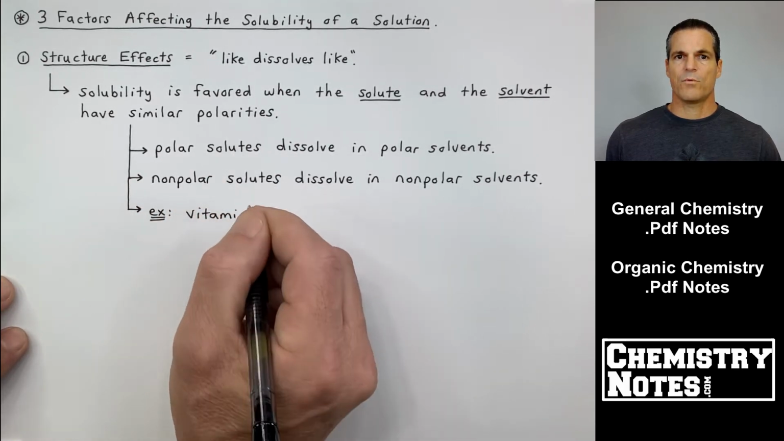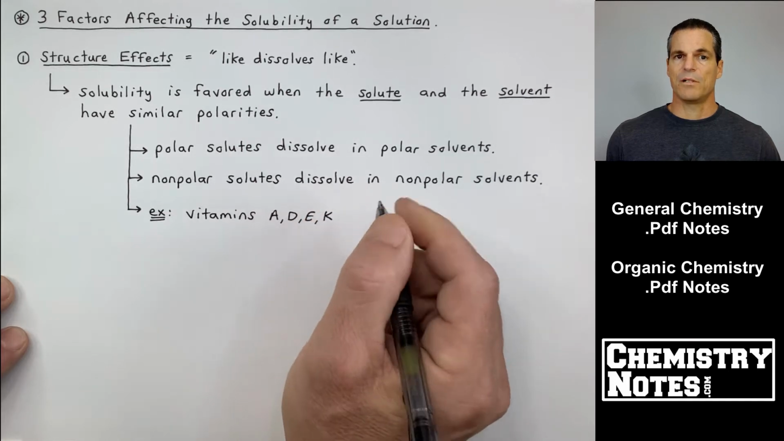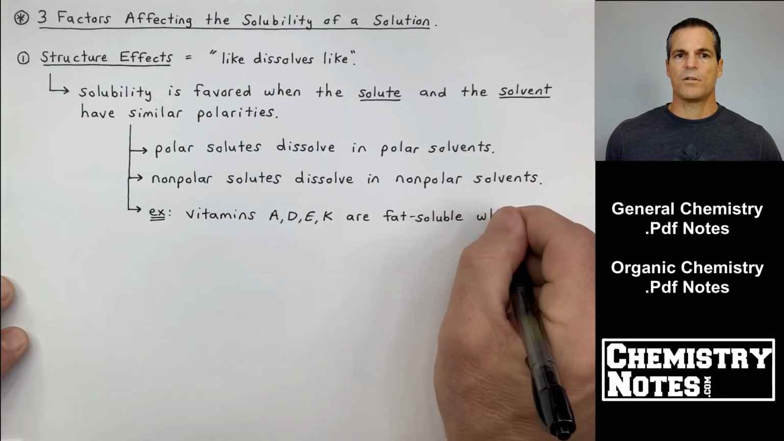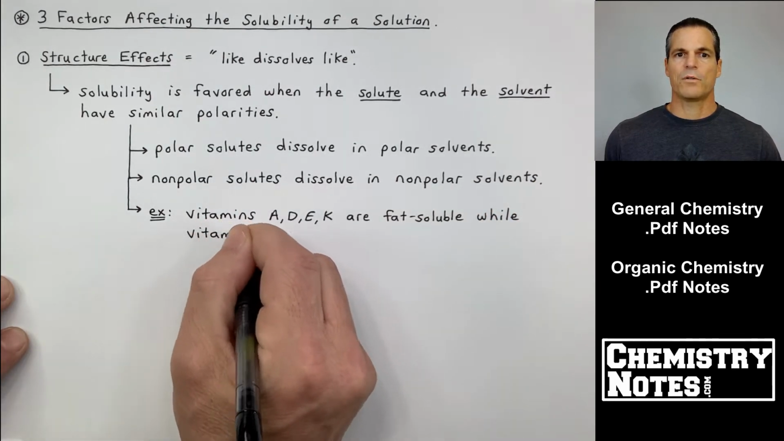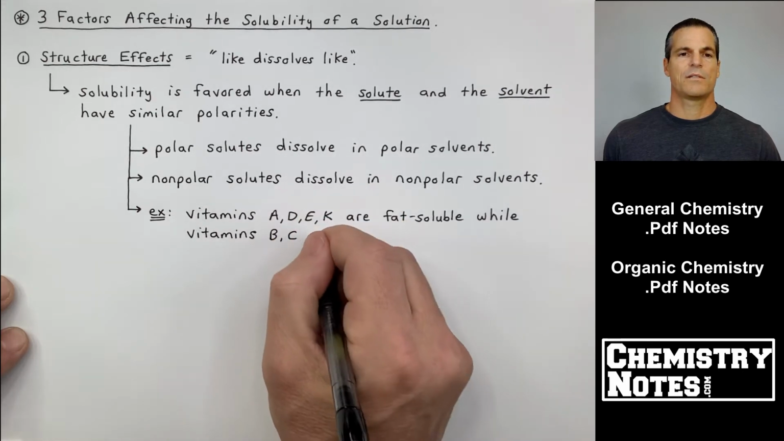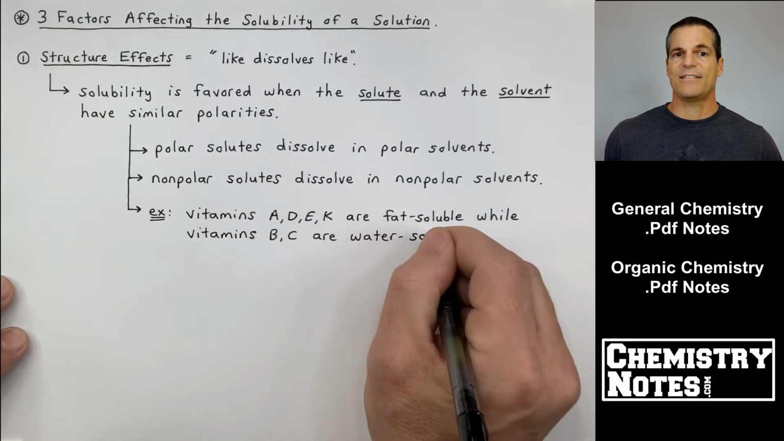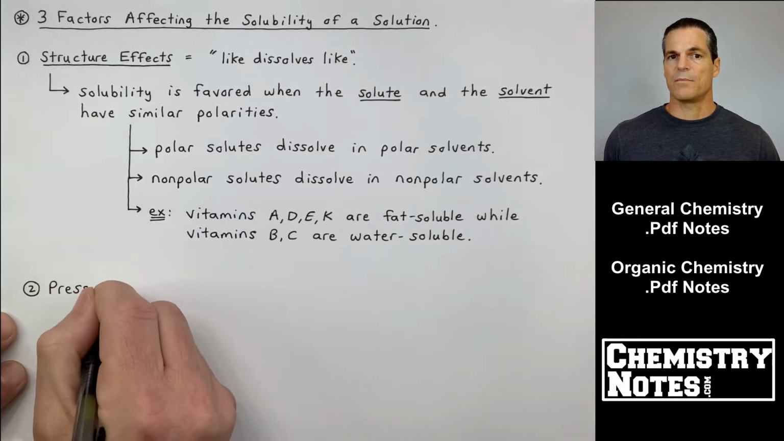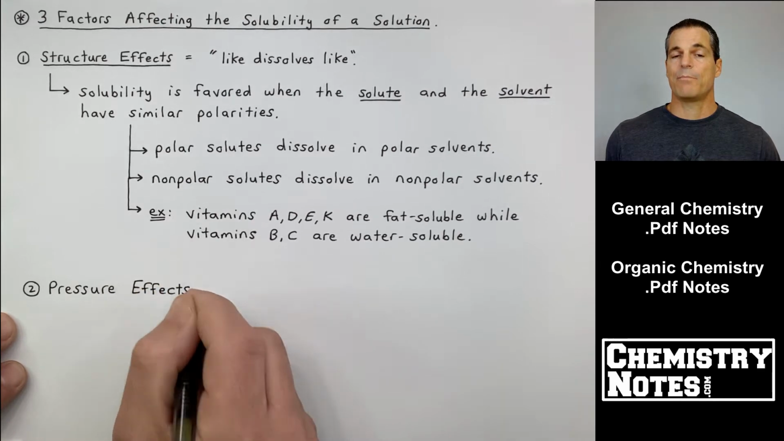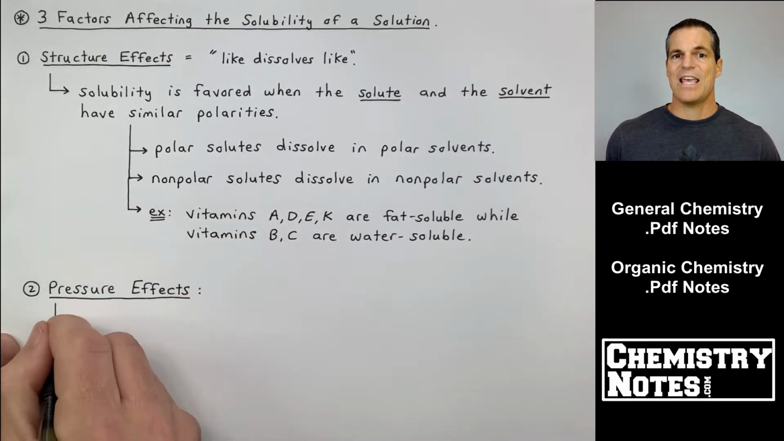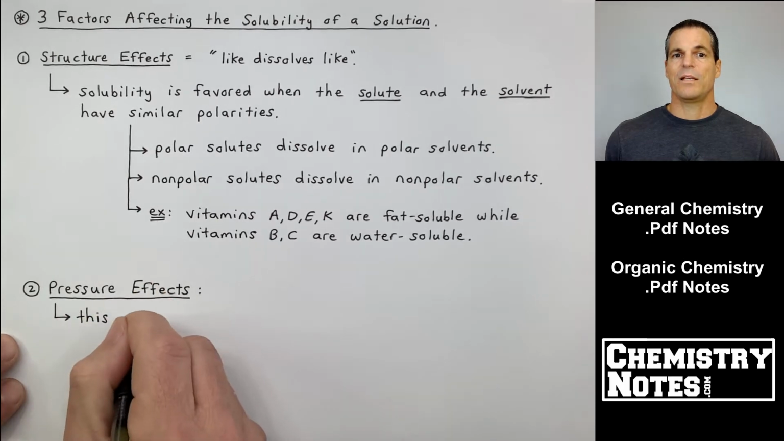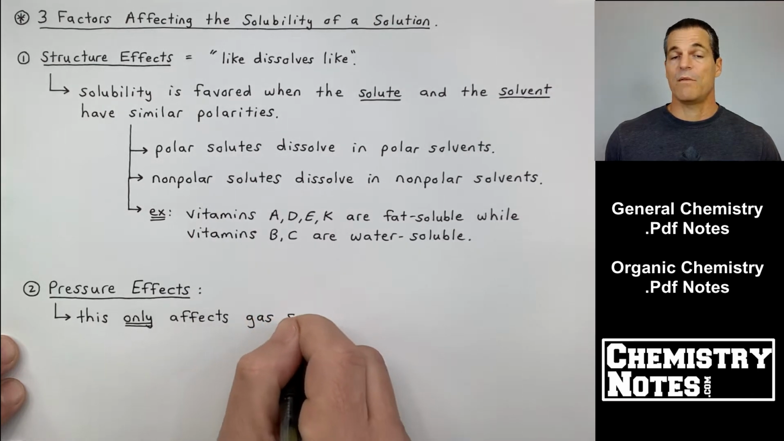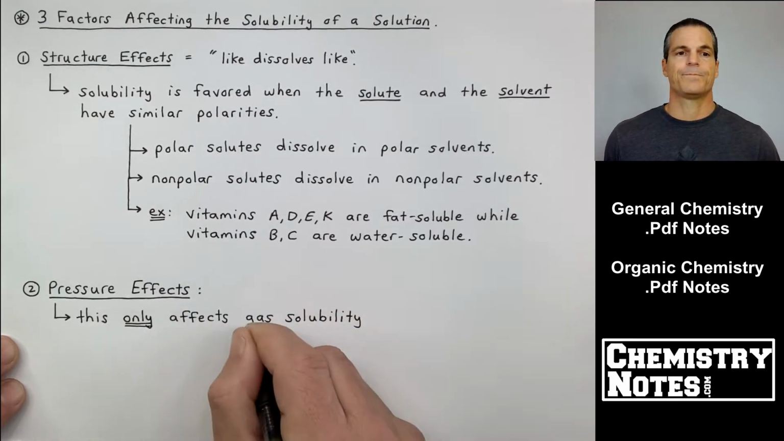First bullet point. Solubility is favored when the solute and the solvent have similar polarities. I got 3 bullet points here. First one, polar solutes dissolve in polar solvents. Nonpolar solutes dissolve in nonpolar solvents. Some examples, vitamins A, D, E, and K, these are fat-soluble vitamins, right? And vitamins B and C are water-soluble. So vitamins B and C are going to have a lot of polar properties to them, whereas vitamins A, D, E, and K are going to have a lot of nonpolar functional groups or attributes, or maybe even lack of functional groups if they're nonpolar.